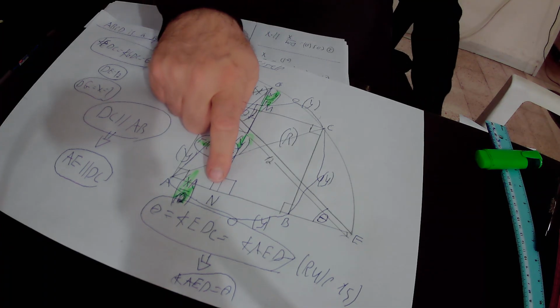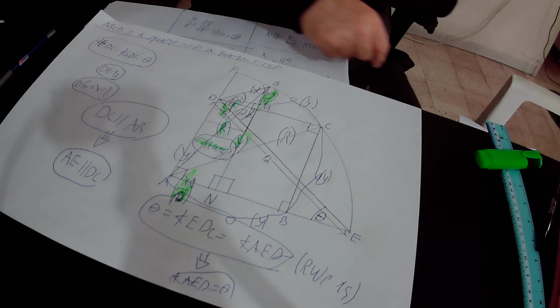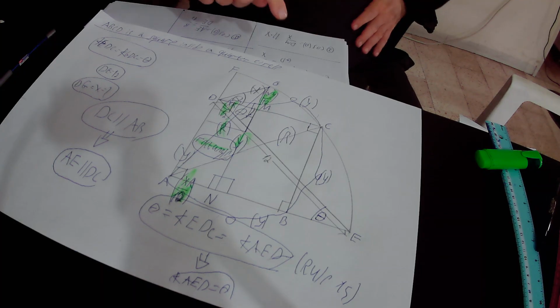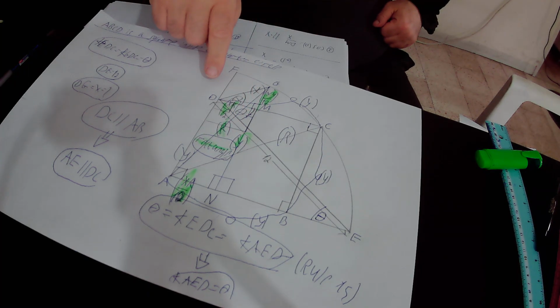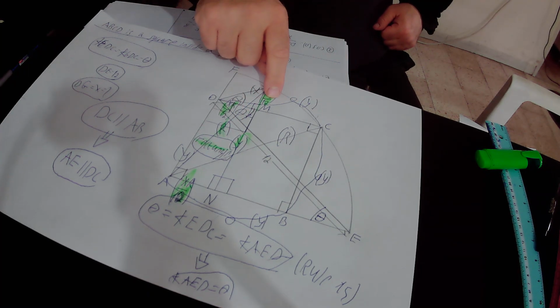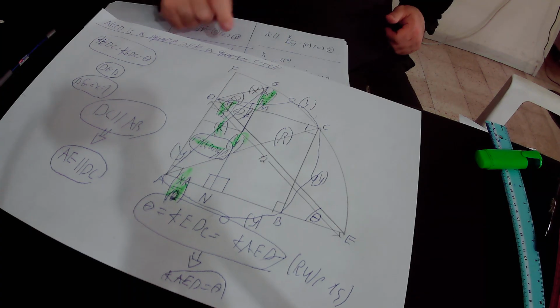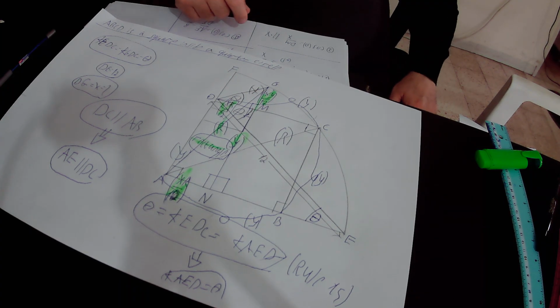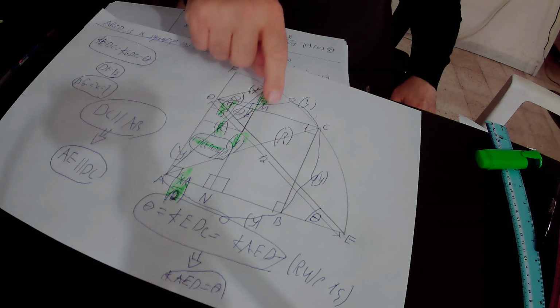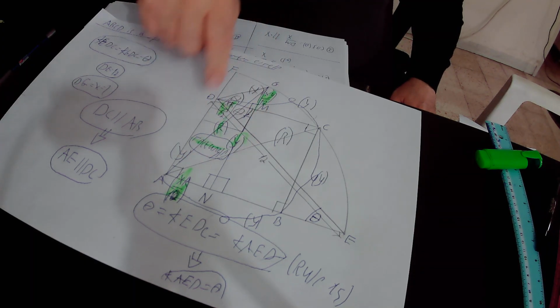So this is point N. Likewise, we define the intersection point of the perpendicular GN with side DC as M. This is point M. By doing this construction, we get the quadrilateral DMNA.